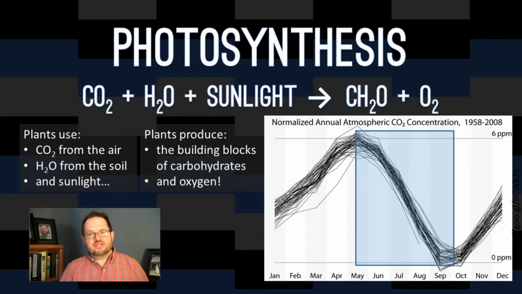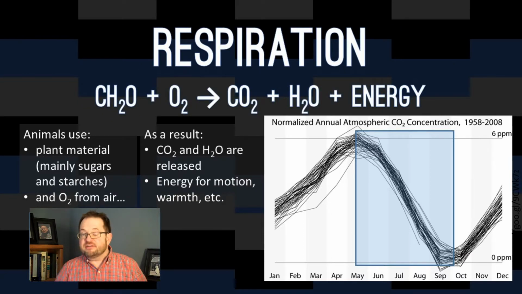You learned this even in grade school. You learned that plants use carbon dioxide and water and take sunlight, and they use that to make their food, like starches and sugars, and they produce as a byproduct the kind of oxygen that you and I breathe. So plants use the carbon dioxide from the air, they pull the water typically from the soil with their roots, and sunlight to produce the building blocks of carbohydrates plus oxygen.